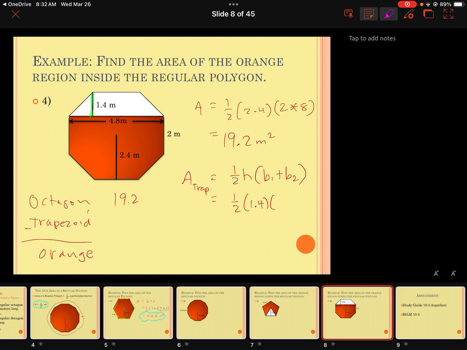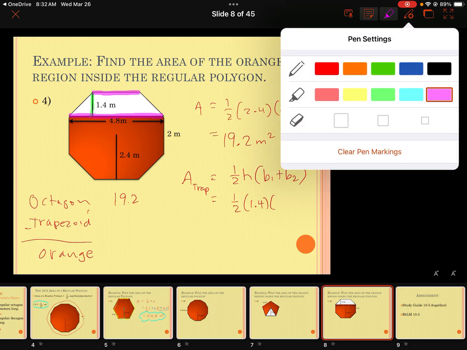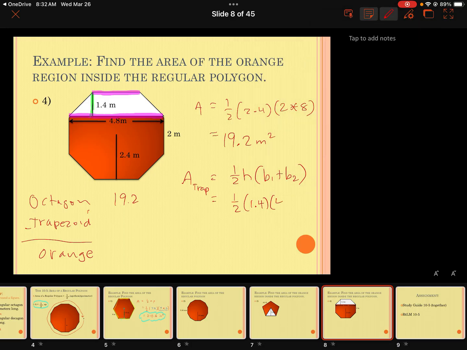Now, your two bases are these purple guys. You got one there, and you got one there. We need to add those bases. Okay, so one of them was 4.8. How long is the other one? Well, it's the same as the length of a side, because remember, it's a regular polygon, so it's 2.